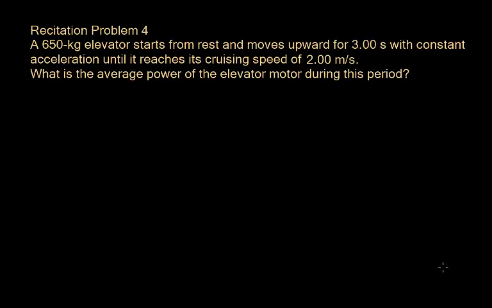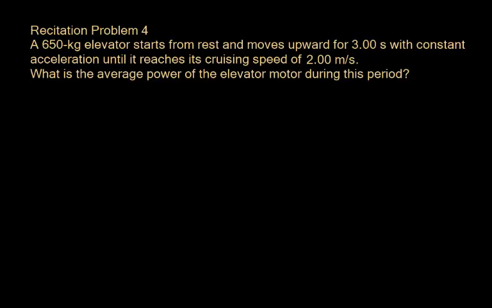Recitation problem 4. A 650 kilogram elevator starts from rest and moves upward for 3.0 seconds with constant acceleration until it reaches its cruising speed of 2.0 meters per second. What is the average power of the elevator motor during this period?